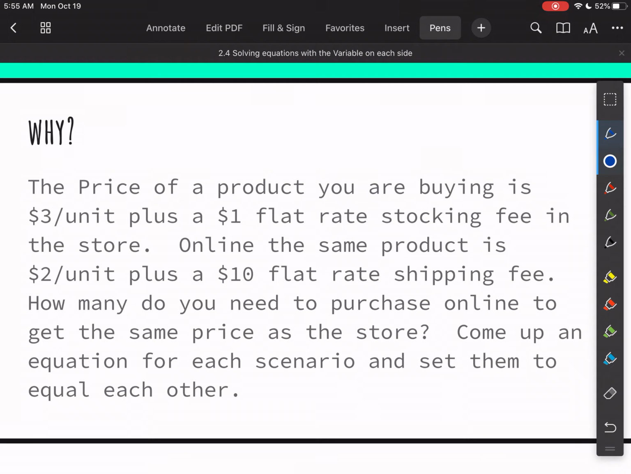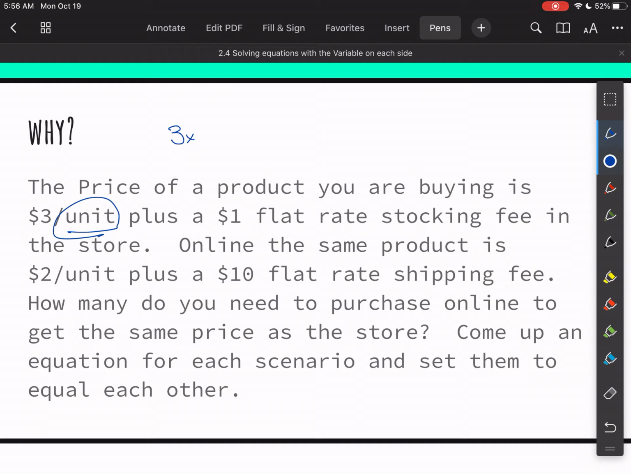All right, so for the first one, if I'm buying something in store, I know it's $3 a unit. That's not going to change. I know that it's a $1 flat rate stocking fee. I know that that's not going to change. So that 3 and that 1 are going to stay constant. Those are numbers that I know. But I don't know how many units I'm going to buy. So I can say $3 times some number of units, so I can call it x.